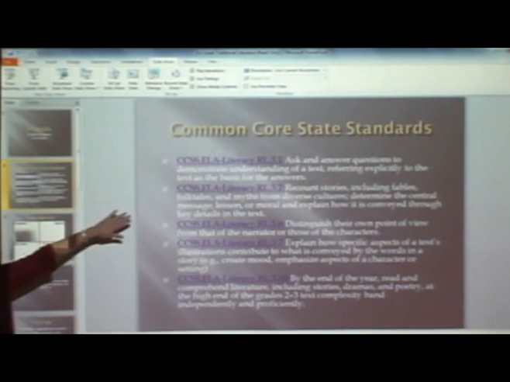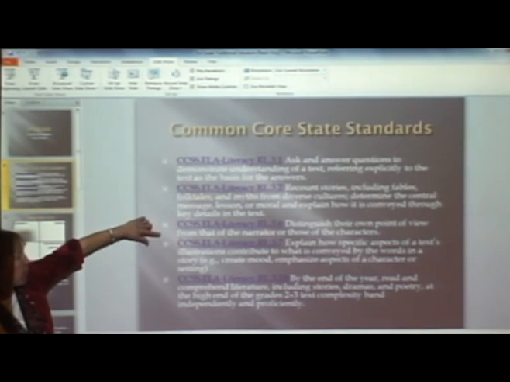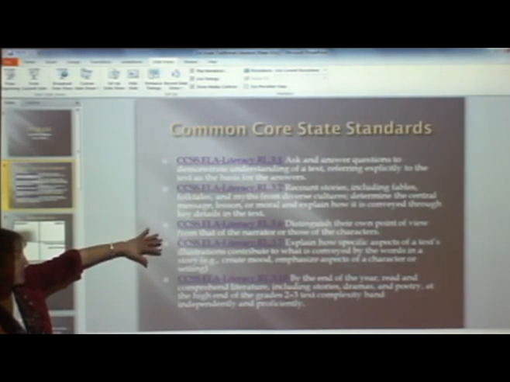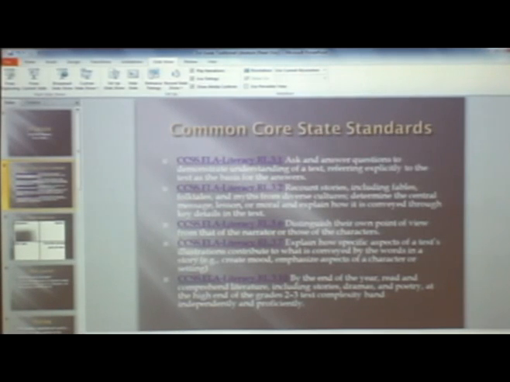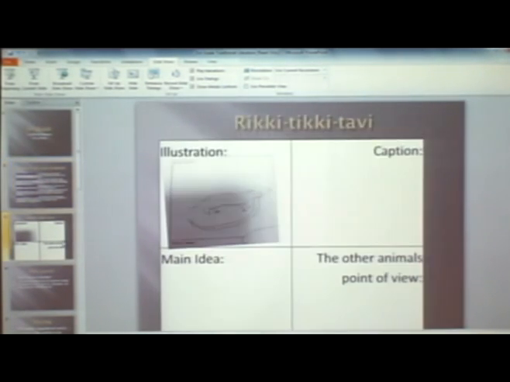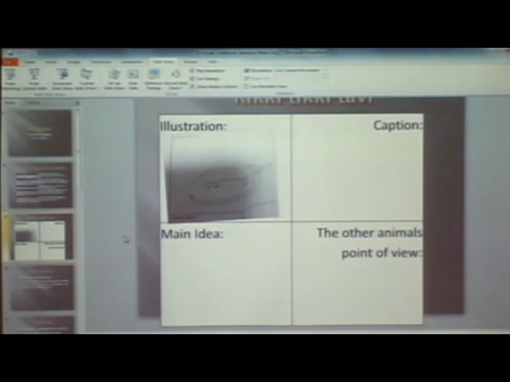Looking at these things with the fables and the folk tales, points of view, putting illustrations that match the text, and being able to answer questions and demonstrate understanding from the text. And we'll talk a little bit more about that in just a little while. So Ms. Bullis is going to show you a little bit of how we actually do this in the classroom.